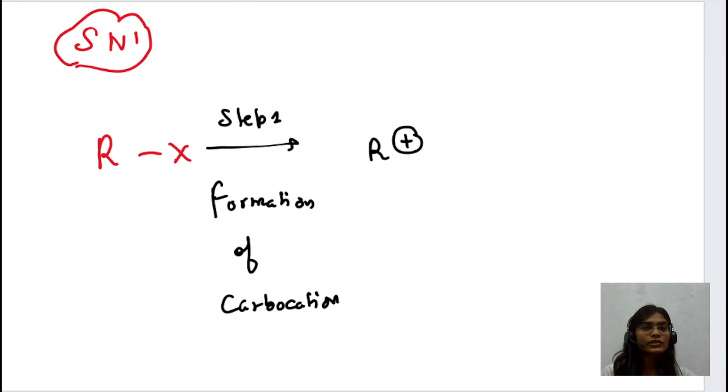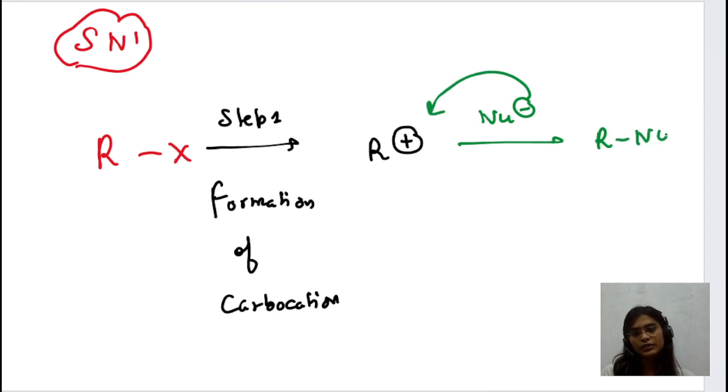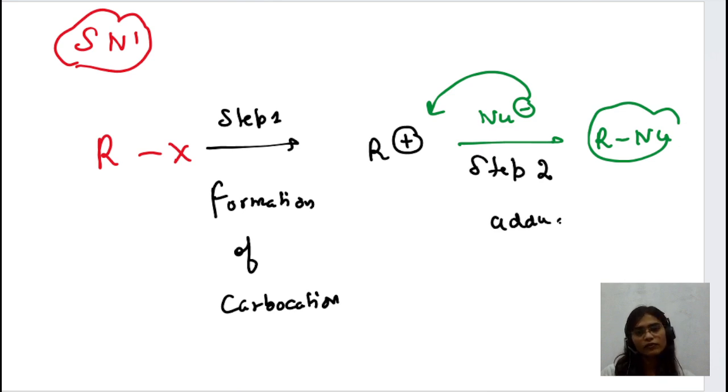And the second step is what? First step, formation of carbocation. Second step, addition of nucleophile. The nucleophile is simply added here. In short, it is a two-step reaction: step one is formation of carbocation, step two is addition of nucleophile. This is the meaning of the SN1 mechanism, and the first step is the RDS, the rate determining step.